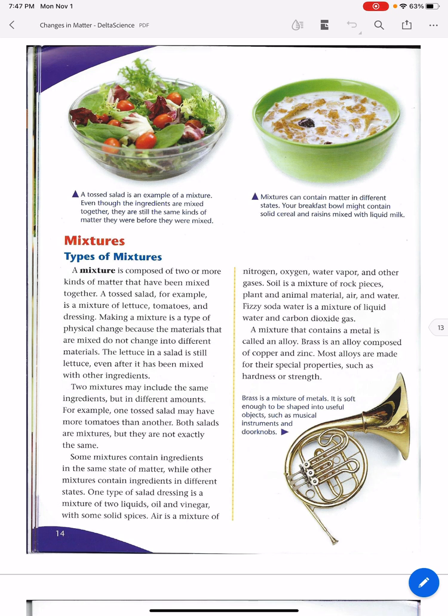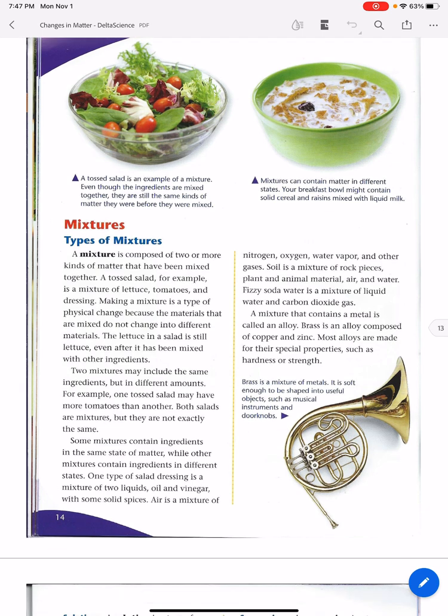A mixture that contains a metal is called an alloy. Brass is an alloy composed of copper and zinc. Most alloys are made for their special properties such as hardness or strength. Brass is a mixture of metals. It is soft enough to be shaped into useful objects such as musical instruments and doorknobs.